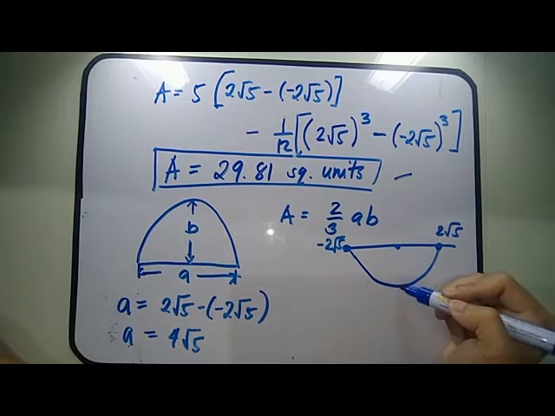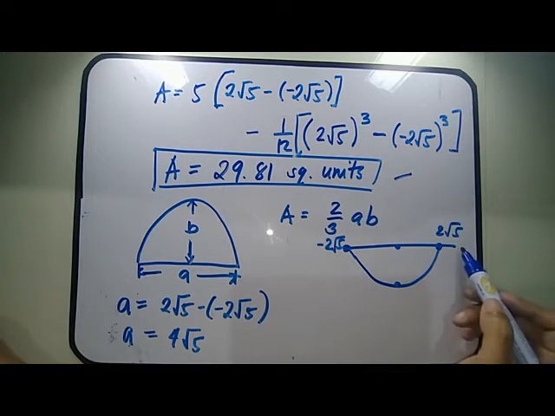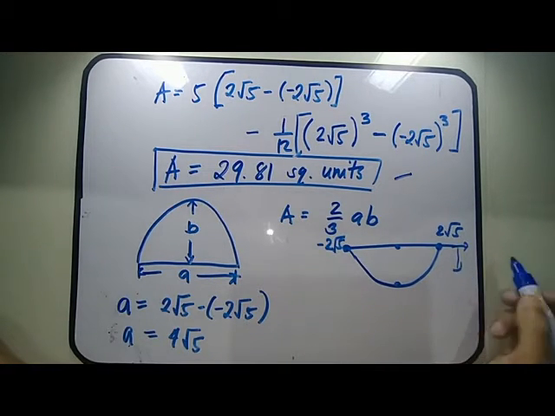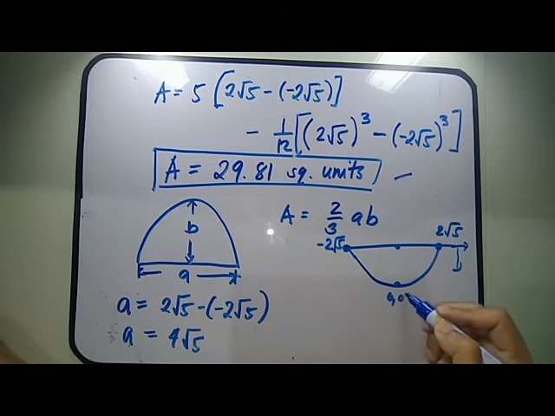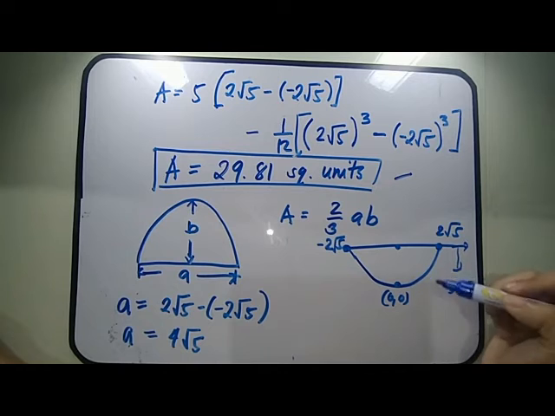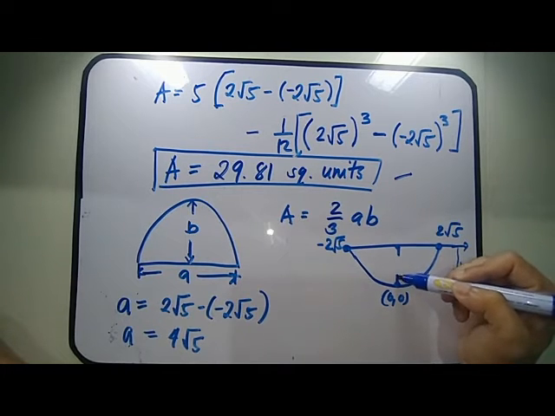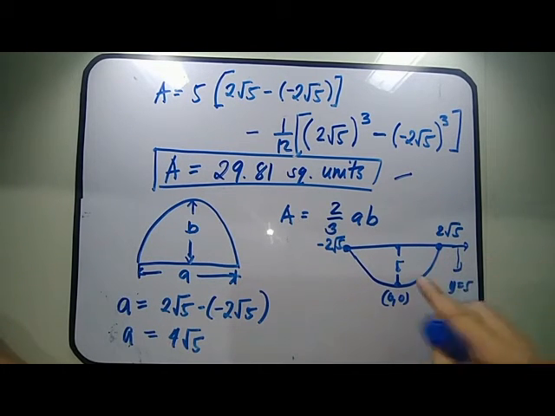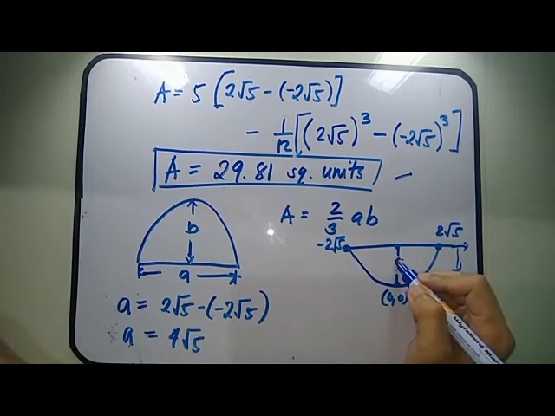So the height is, if this line is y is equal to 5, from 0 to 5. Therefore the distance is 5. So the height is 5. So B is 5 units. And you just directly input it to the formula.